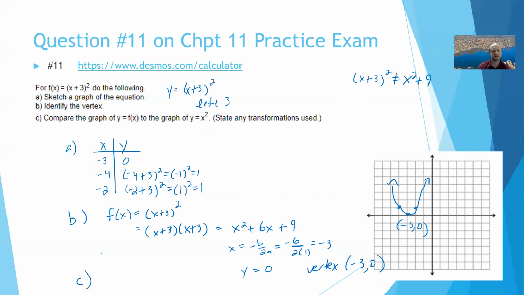And then for part C, I believe this question is a multiple choice. It would say, compare the graph of y equals f of x to the graph of y equals x squared. And again, this is just a horizontal translation. It's moving it horizontally 3 places to the left.